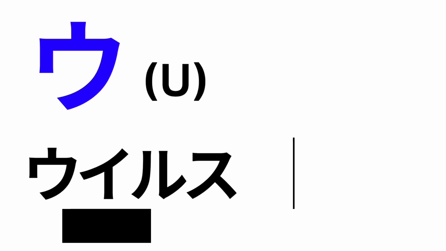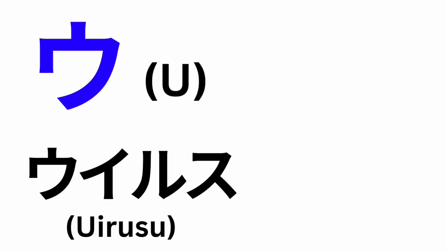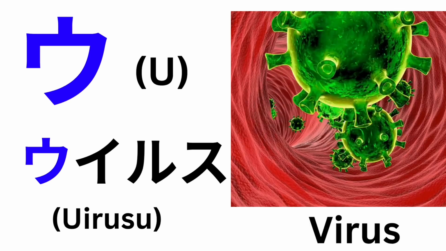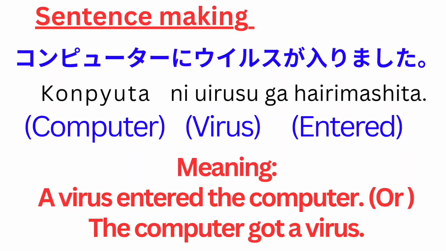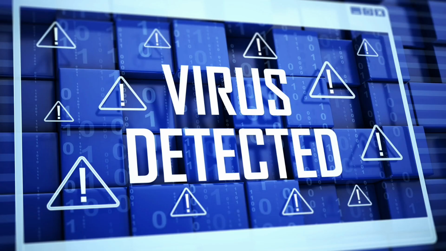Third one, U. Example word, uirusu. Uirusu means virus. Example sentence, computer ni uirusu ga hairimashita. The computer got a virus.